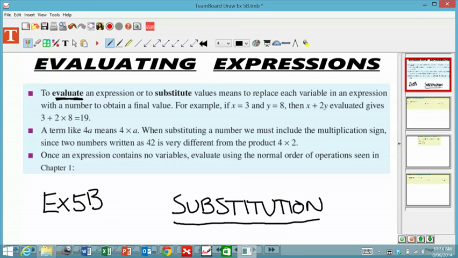To evaluate an expression, or to substitute values, means to replace each variable, and remember what our variables are. They are our letters, and they are called what? Hopefully you've all said pronumerals. Replace each variable in an expression with a number to obtain a final value, or our answer basically. For example, if x equals 3 and y equals 8, then x plus 2y evaluated would give, so this is basically saying wherever you see x, you're going to put 3. Wherever you see y, you're going to put 8. So instead of x, we're going to put 3, and instead of the y, we're going to put 8.